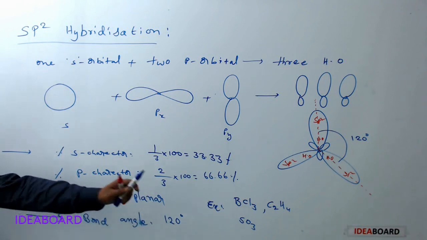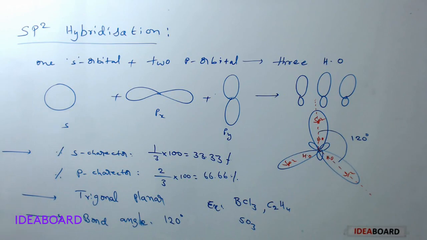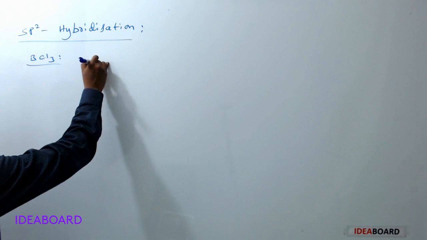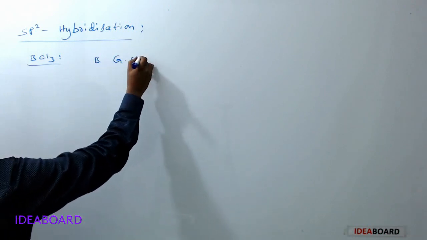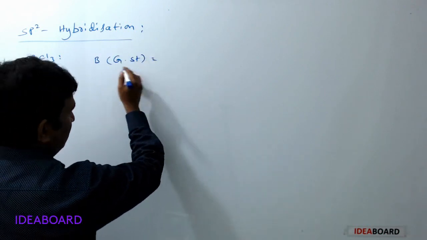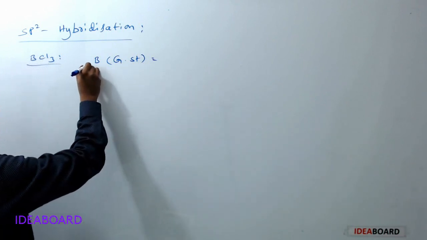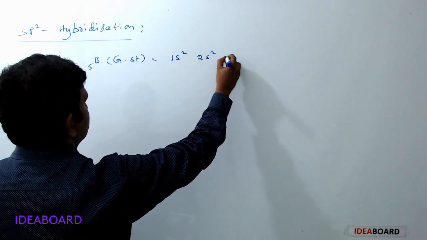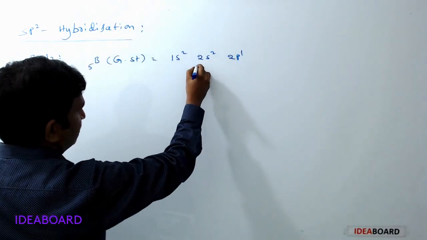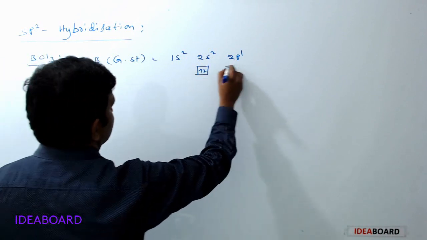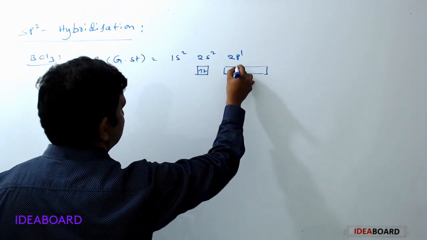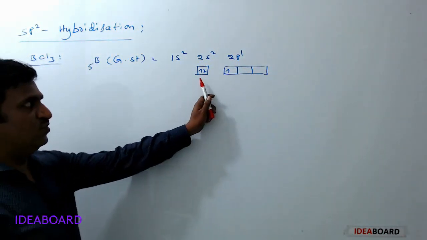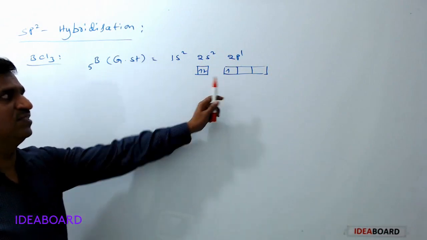Next, we will see the formation of BCl3, one example. In BCl3 formation, first the boron ground state configuration, the ground state valence shell configuration only. Boron has atomic number 5, which means it has the 1s2, 2s2, 2p1 configuration. This is the valence shell. We will write only the valence shell electrons because only the valence shell undergoes hybridization. And these 2s and 2p orbitals have these electrons.